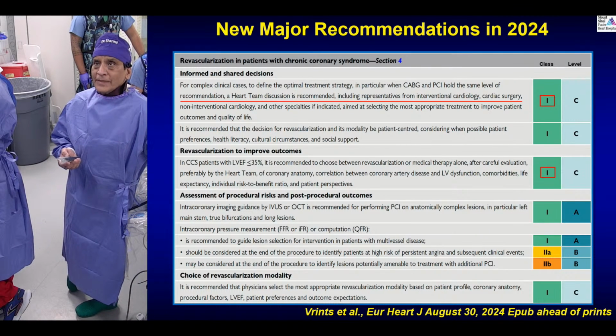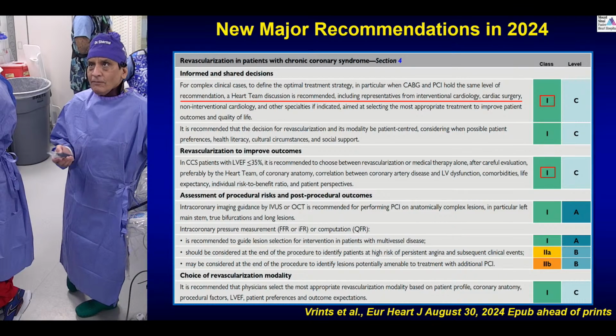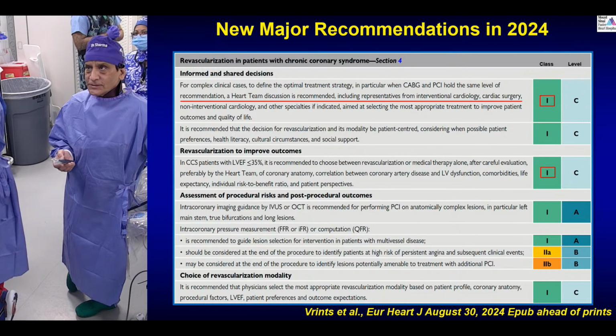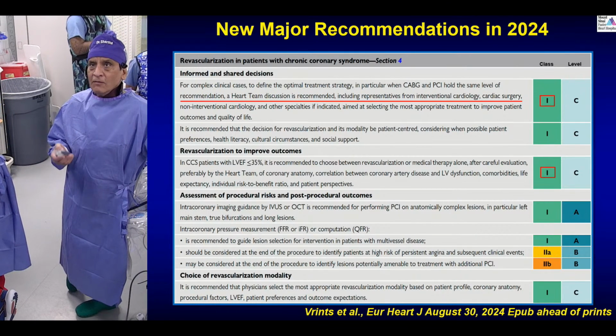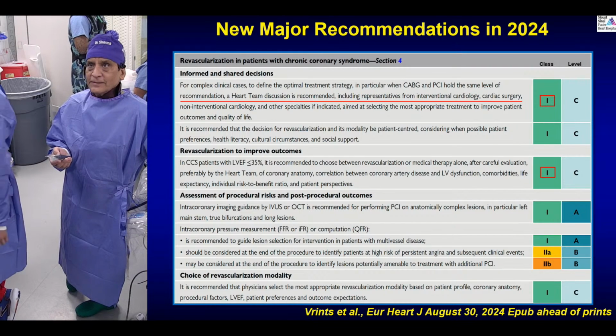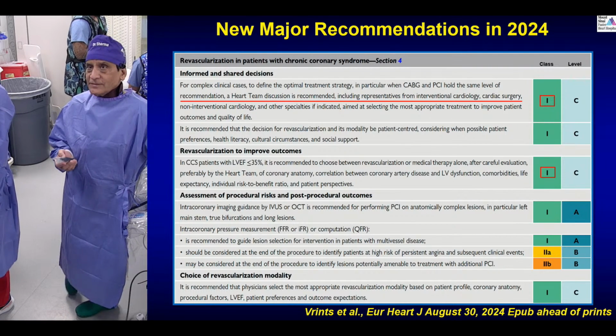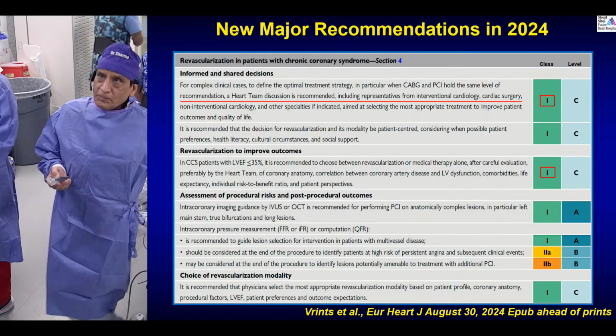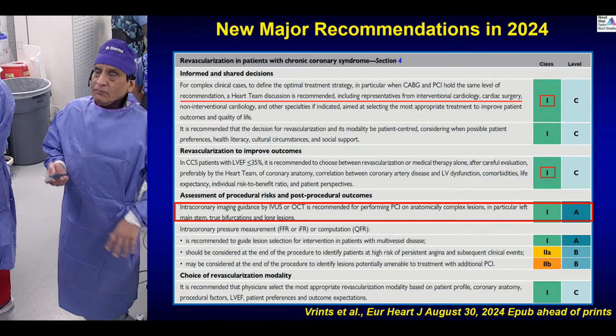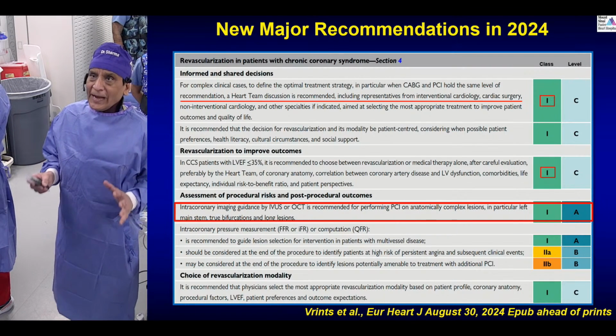Then the second point was that in complex cases, the same way that you have the heart team discussion and then make a decision on what to do for those particular patients. And with low ejection fraction, they have given more importance to those patients going for surgery. Very, very important, which I highlighted.